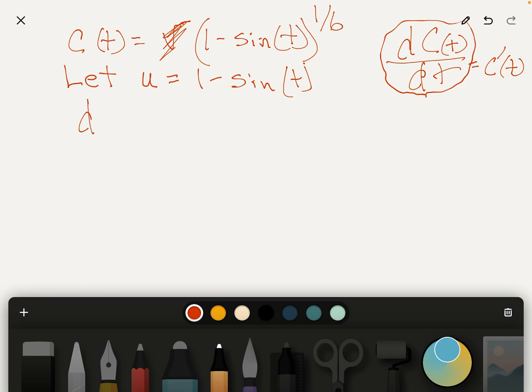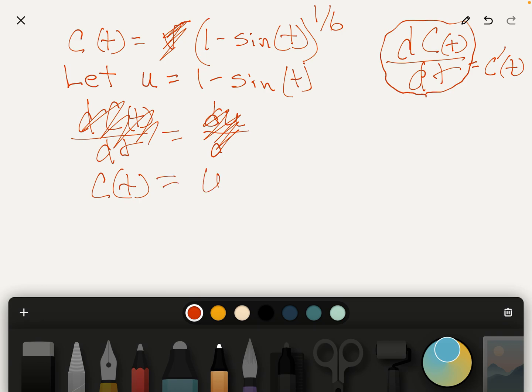And so now we can say that dc of t over dt equals, excuse me, that's not right. Let me back up here. So c of t equals u to the 1/6. That's what I was trying to say. Okay, so now we can define dc over du. That's easy. That's just 1/6 times u to the negative 5/6.